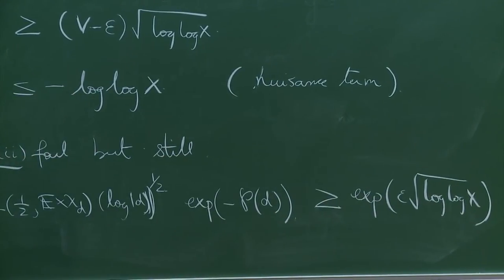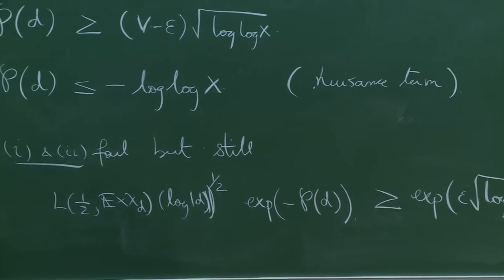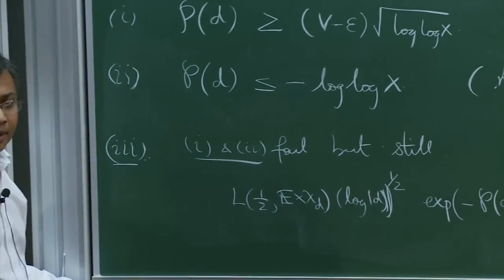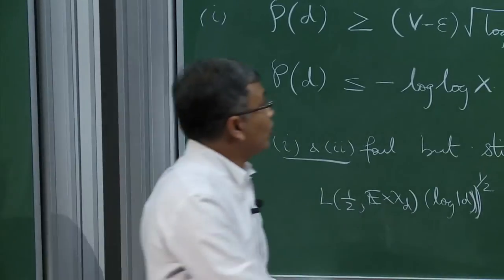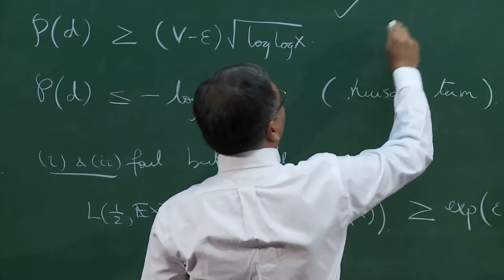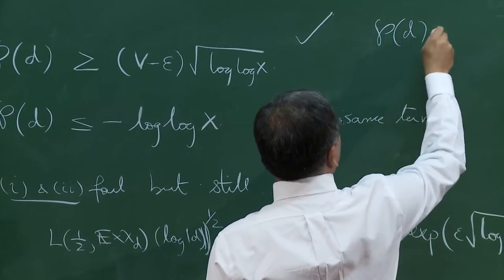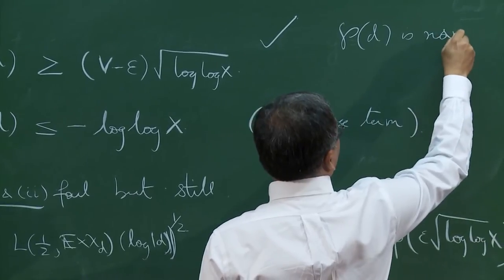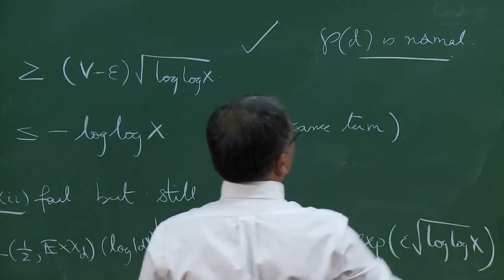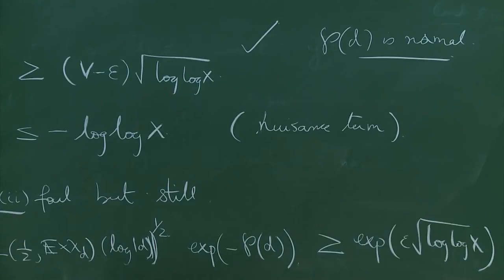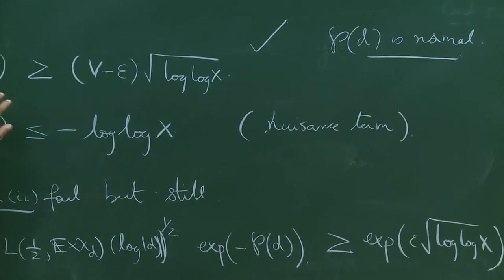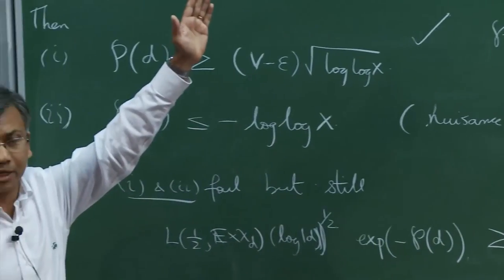So one of these three cases must happen. And then if I can estimate the probability with which these cases happen, then I'm happy. Well, the first case we know already, because I know that P of D is normal with the right variance and the right mean now. So the probability with which this happens is exactly dominated by the Gaussian.